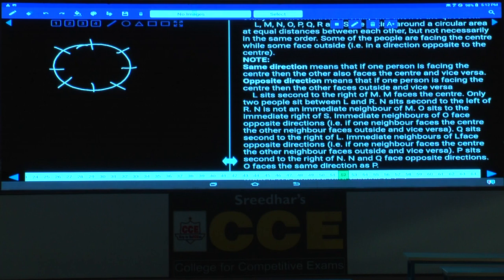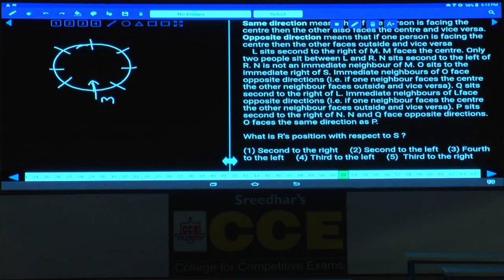The first information is L sits second to the right of M. M faces the center. Now in these types of questions, first we should always check whether any person is facing or away is given or not. Now it is clearly specified, M is facing the center. As M faces the center, and L sits second to the right of M, hence L must be at this place. Only 2 people between L and R. As only 2 people are between L and R, how many possibilities do we have? 2 possibilities.